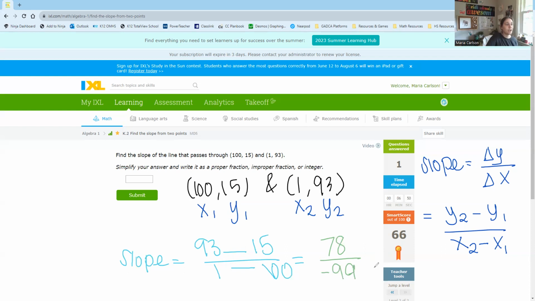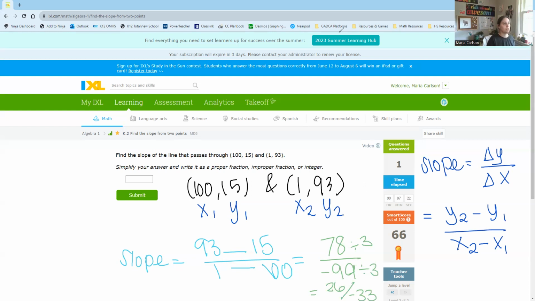All right, can I simplify this fraction? I notice it's not divisible by 2. Let me see if 78 is divisible by 3. It is. So I'm going to divide both my numerator and my denominator by 3. 78 divided by 3 is 26. And negative 99 divided by 3 is negative 33. I don't think that can simplify any further.